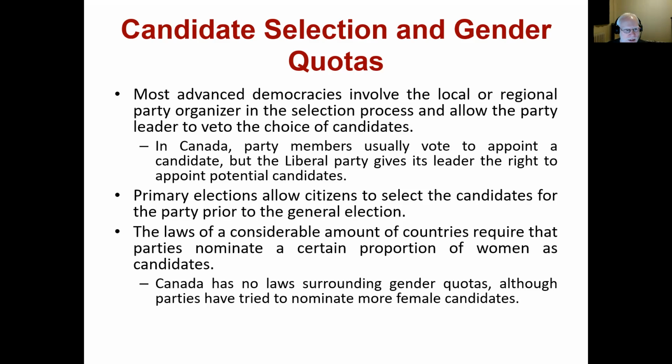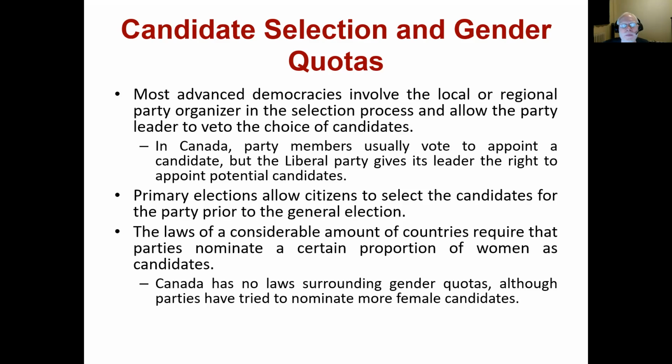So in the Ville-Marie region, members of the party organization in the Ville-Marie electoral district will choose who will represent the Liberal or Conservative or NDP leader in that particular district. Oftentimes, the national party leadership has some level of veto over the candidate.